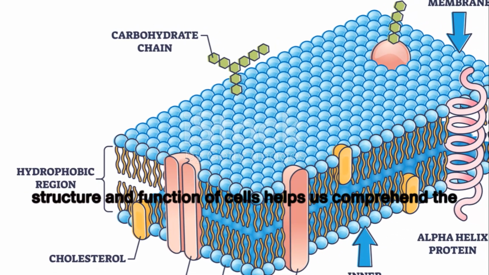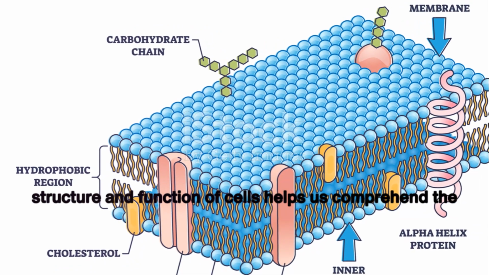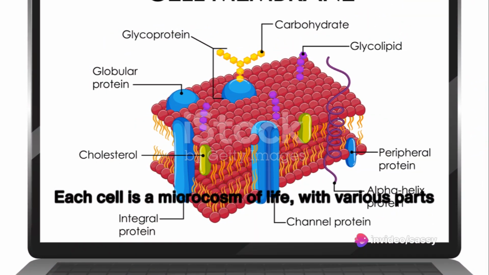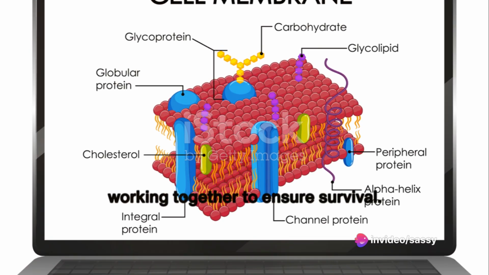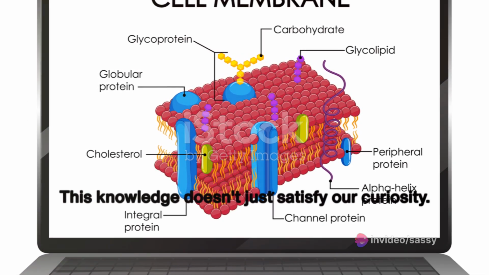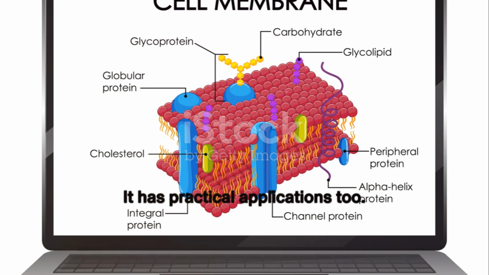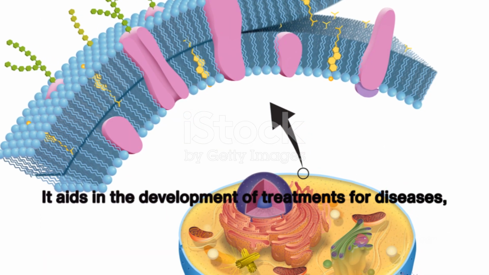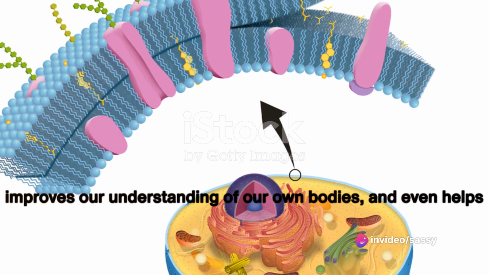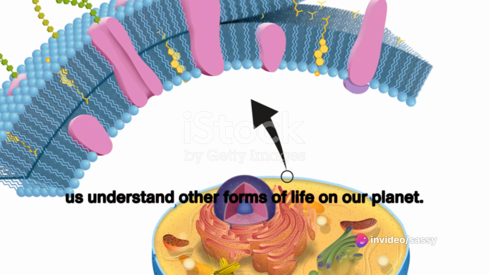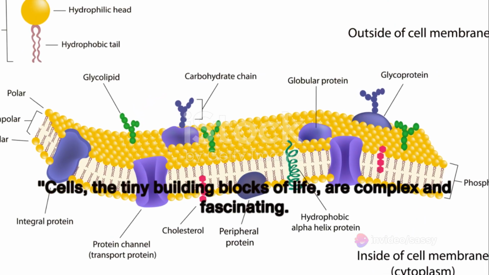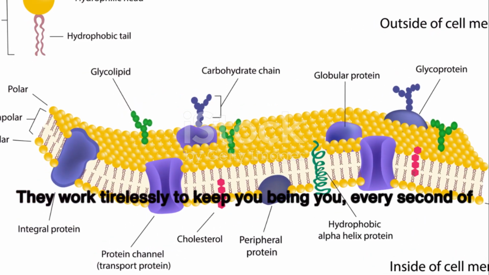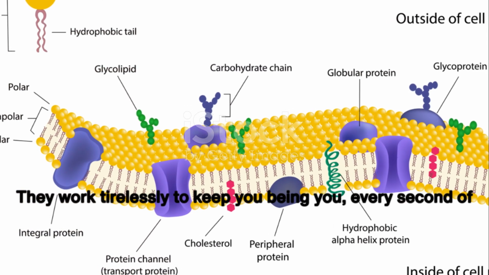So why does all this matter? Because understanding the structure and function of cells helps us comprehend the complexity of life itself. Each cell is a microcosm of life, with various parts working together to ensure survival. This knowledge doesn't just satisfy our curiosity. It has practical applications too. It aids in the development of treatments for diseases, improves our understanding of our own bodies, and even helps us understand other forms of life on our planet. Cells, the tiny building blocks of life, are complex and fascinating. They work tirelessly to keep you being you every second of every day.